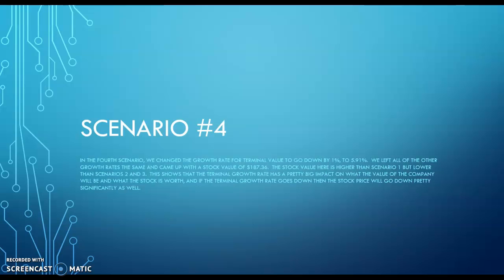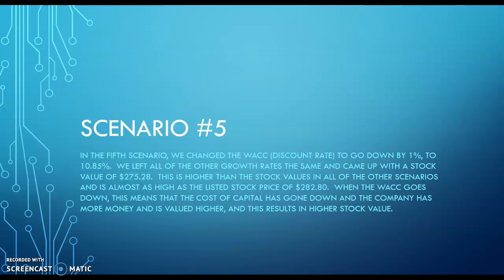For scenario number 4, we changed the growth rate for the terminal value to go down by 1% to 5.91%, which also caused the stock value to go to $187.36, which is lower than the stock value of scenario 2 and 3, but higher than scenario 1. If the terminal growth rate goes down, then the stock price will go down pretty significantly as well.